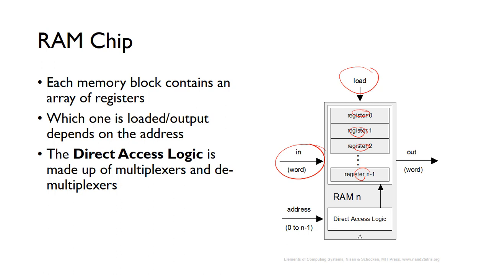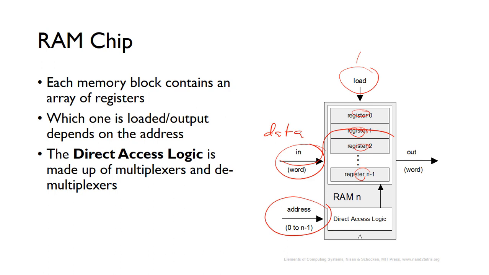When this is a 1, so you put a 1 in the load bit, the value here will go into one of these registers. Which register is actually selected depends on this. So you have to put an address on as well. So we've got our data input, and we've also got our address.